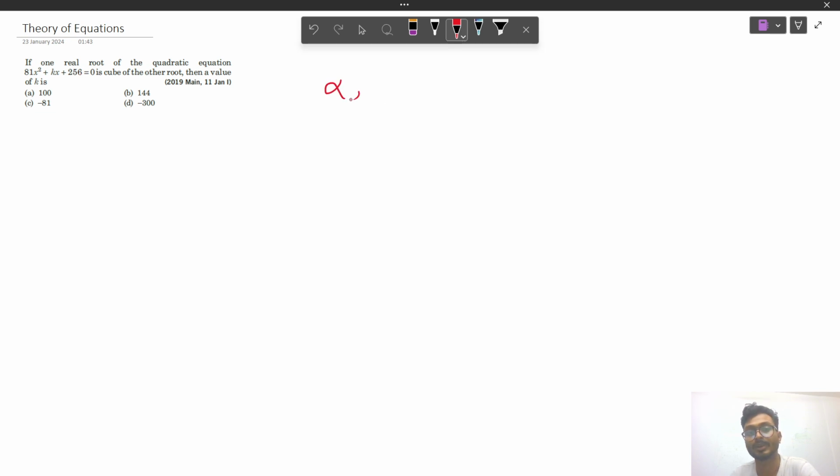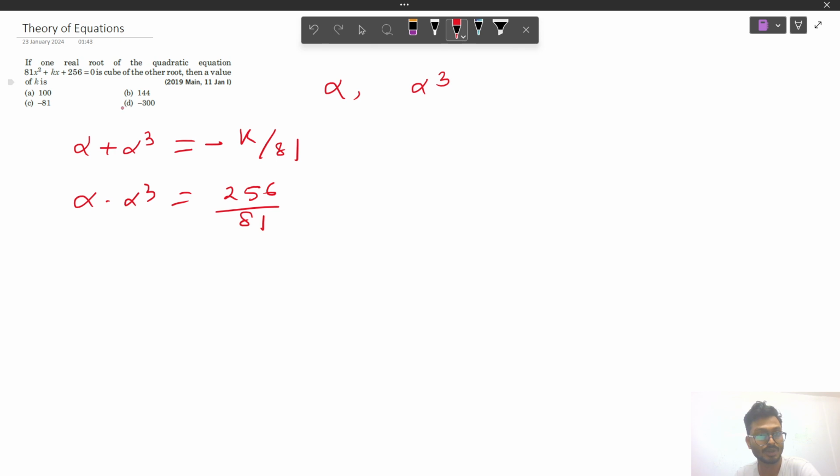Suppose one root is alpha, then the other root will be alpha cube, and so alpha plus alpha cube equals minus this k by 81, and alpha into alpha cube is 256 by 81, that is c by a. So this implies that alpha to the power 4 equals 4 to the power 4 by 3 to the power 4, which implies that alpha is equal to 4 by 3.